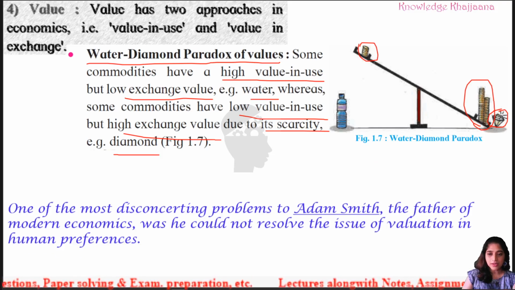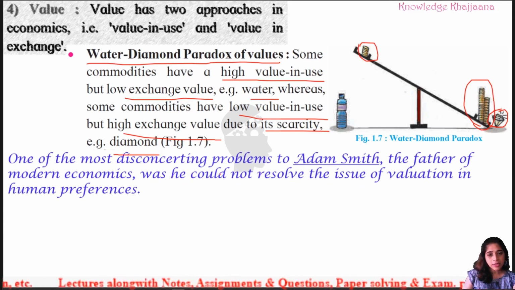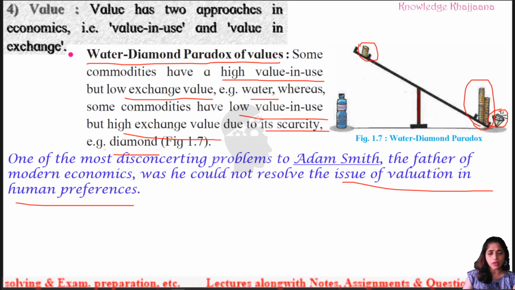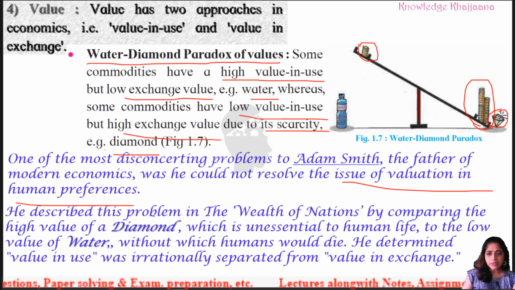See, one of the most disconcerting problems to Adam Smith, the father of modern economics, was that he could not resolve the issue of valuation in human preferences. He could not resolve the issue of how people prefer different things. He described this problem in his famous book, Wealth of Nations, by comparing the high value of diamond, which is unessential to human life, to the low value of water, without which humans would die. He determined value in use was irrationally separated from value in exchange.